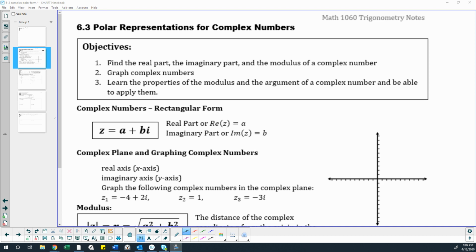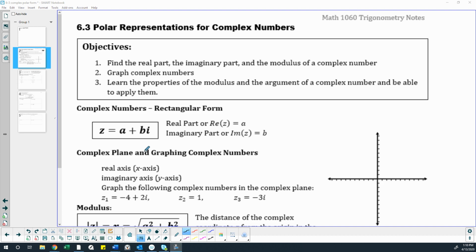All right, we're starting section 6.3, which is 8.4 in the old book. We're learning how to change complex numbers into polar representations, which is interesting. The reason we're going to do that is because it allows us to do cool things with them a little easier, like multiply, divide, not add and subtract, but multiply and divide and powers and things like that, which we will learn about in section 6.4.